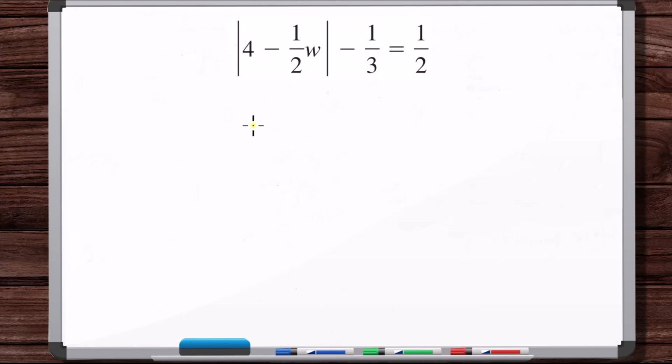Okay, let's add 1/3 to both sides. So we've got 1/2 times 3/3 is 3/6. 1/3 times 2/2 is 2/6, so 5/6.